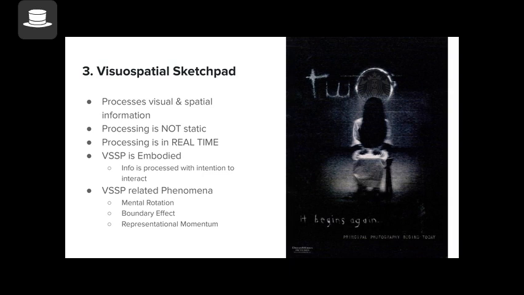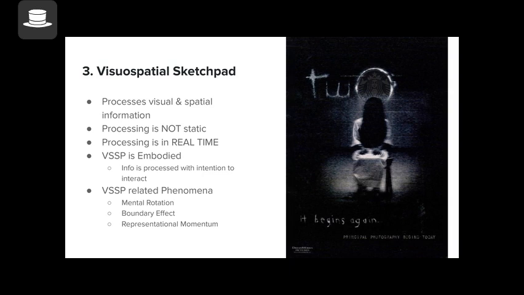One interesting thing about the Visual Spatial Sketchpad is that the processing is not static. The processing in the Visual Spatial Sketchpad is in real time. In other words, you would process information in this VSSP as if you're processing in real time in the real world.